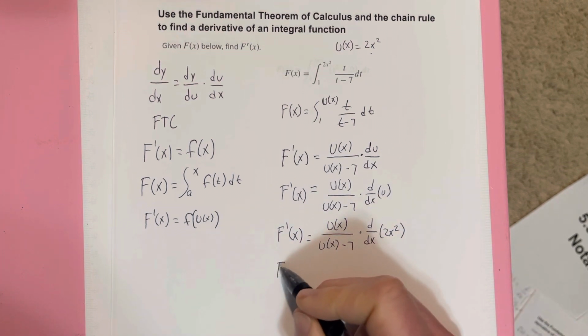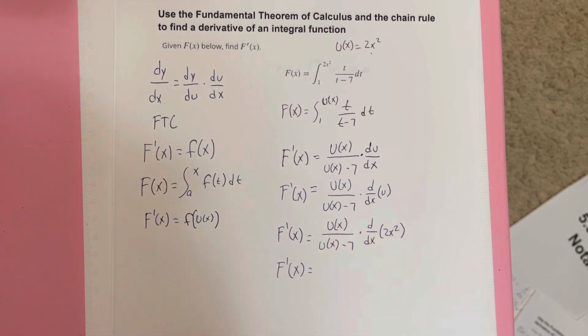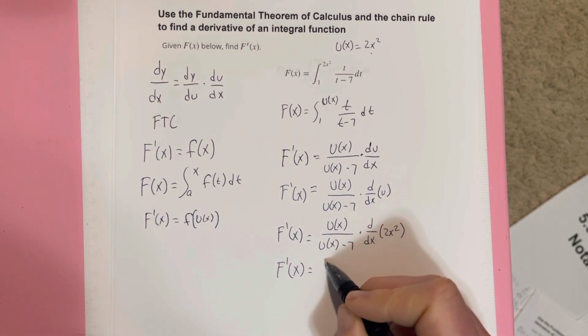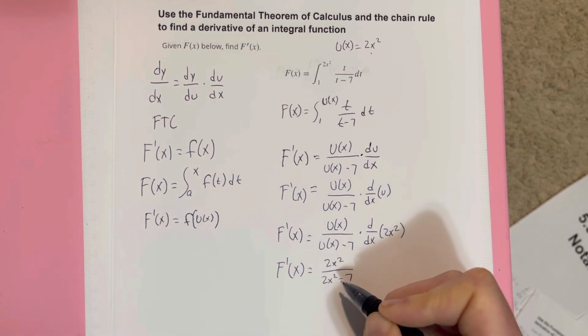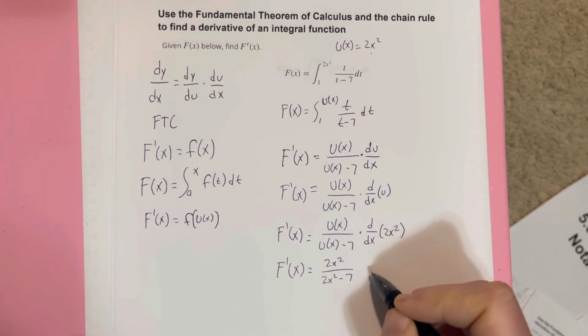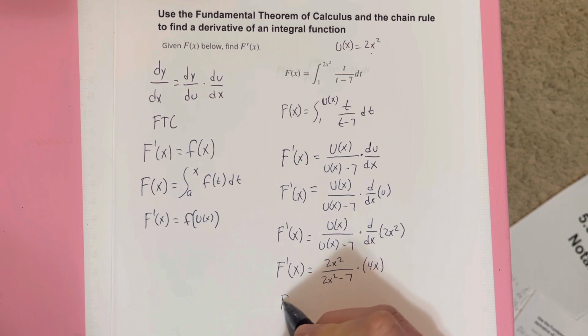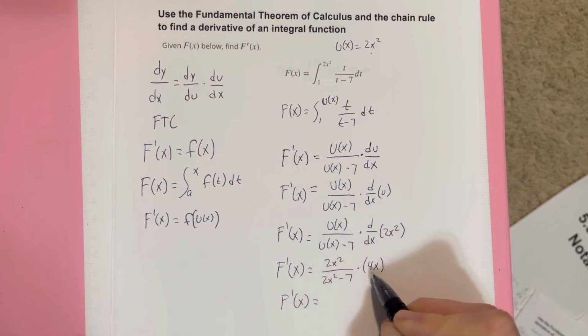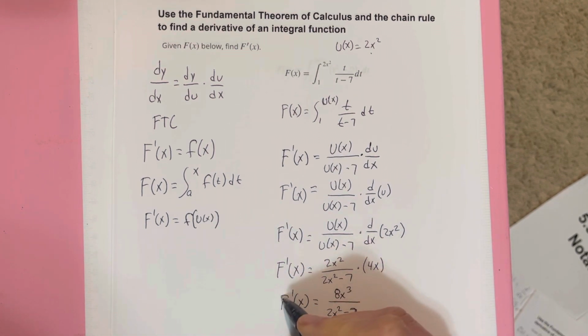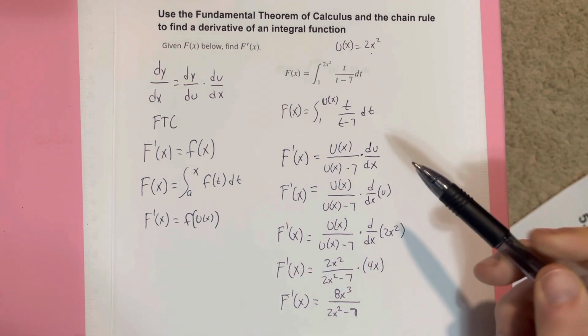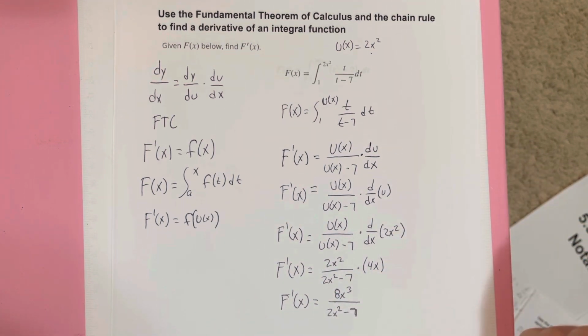So we're going to get F prime of x is equal to 2x squared over 2x squared minus 7, and then the derivative of this would be 4x. So we have this times 4x. So we end up with F prime of x being equal to 4x times 2x squared, that would be 8x cubed over 2x squared minus 7. So there we used a chain rule. We basically used a chain rule to evaluate what our capital F prime of x was.